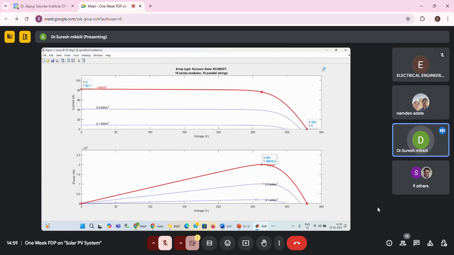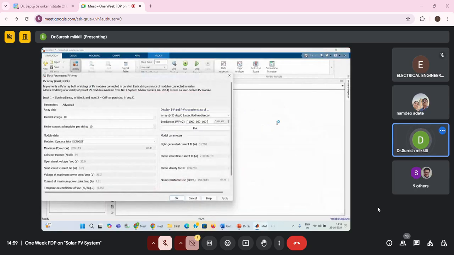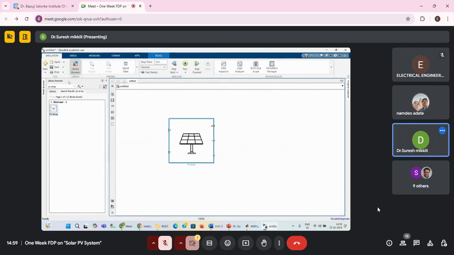So when you are taking one module value, you can fix it to this range, or else individual modules also can be taken. Now let me show you my models. I'll open it.